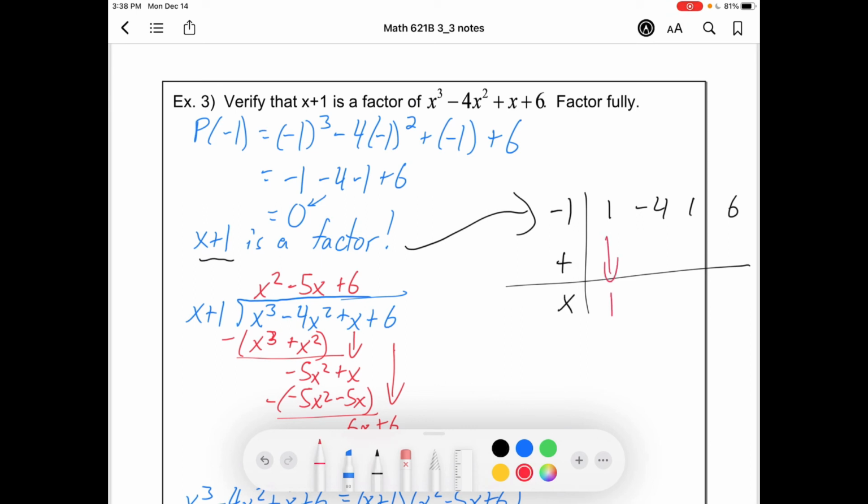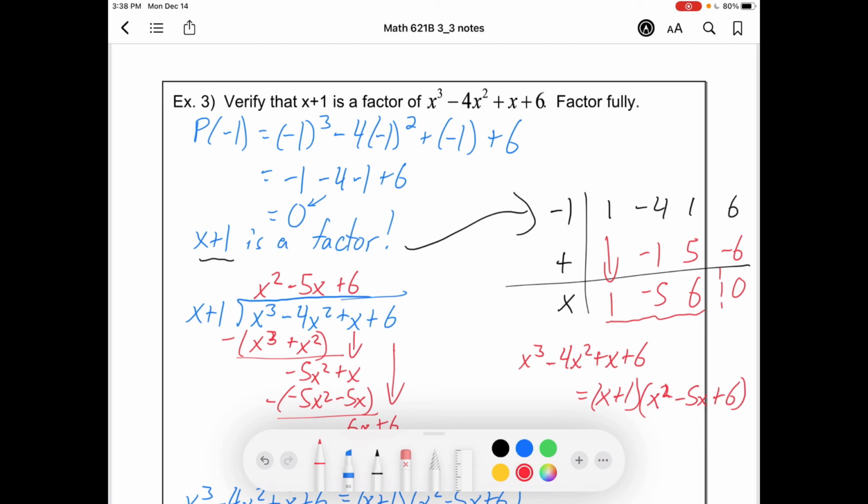And the steps would be 1, okay, -1 times 1 gives us -1, add them up, okay, multiply, add them up. Oh my gosh, remainder of 0. And from there, we learned the exact same thing, that x cubed minus 4x squared plus x plus 6 could be rewritten as x plus 1 times this quadratic that we just found here, 1x squared minus 5x plus 6. And then you could factor it even more.